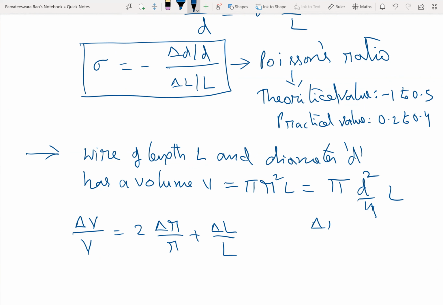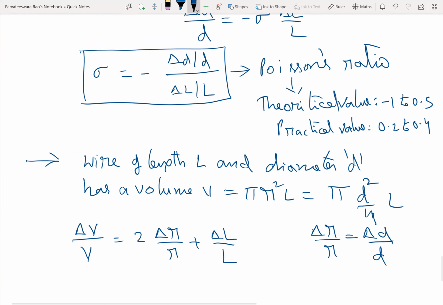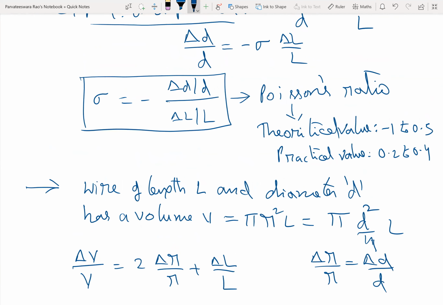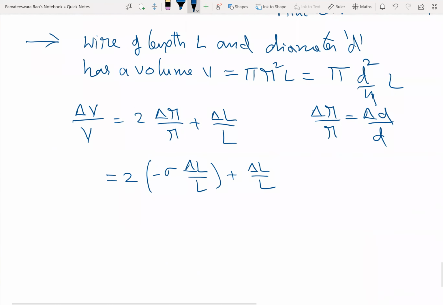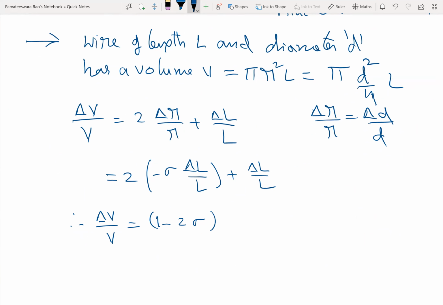Of course, delta R by R is nothing but delta D by D. But delta D by D or delta R by R equals minus sigma into delta L by L. So it is minus sigma into delta L by L plus delta L by L. Therefore, the volume strain in terms of linear strain can now be written as 1 minus 2 sigma into delta L by L. Very important relation.